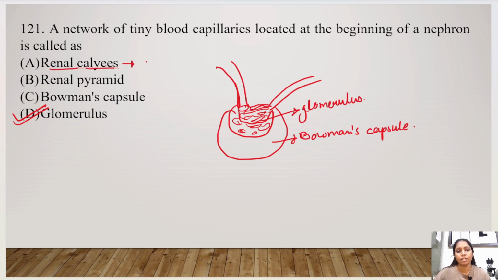calyces, these collect the blood from renal pyramids. So this collects from renal pyramids, and the renal pyramid is found in the medulla portion of the kidney, and in this there are lots of tubules present which filter the urine. So option number D is the correct answer for this question.